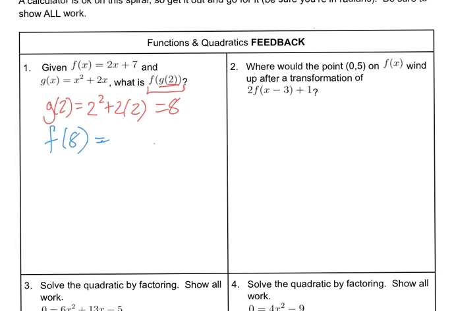So f of 8 is going to be 2 times 8 plus 7. 16 plus 7 is 23. That's my final answer. For the second one, we're talking about a transformation.